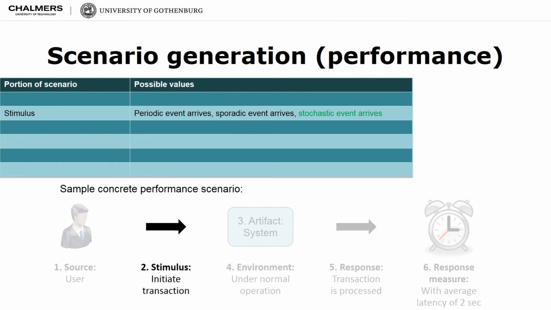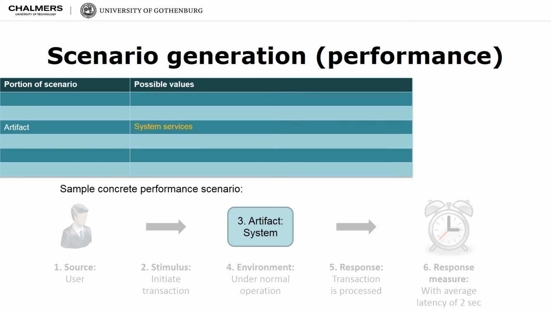Now that we have fixed the source, we have a list of possible stimuli that we can consider for our scenario. Of course, since our source is a user, the only applicable one in this case is the stochastic events that are generated by a user, like in our case, the request to initiate a transaction. So performance is a runtime quality, and therefore the artifact is the system as a whole, or system services, its parts. In this case it is the whole system.